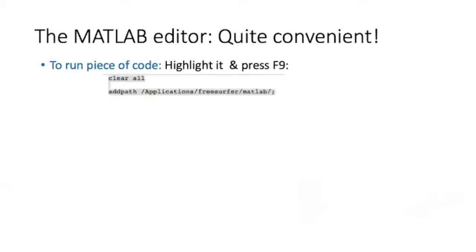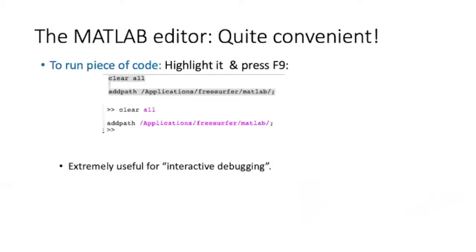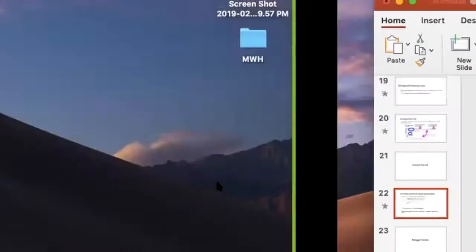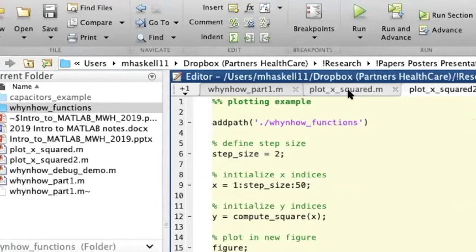these are just a couple more notes. Instead of hitting the run command, you can also just highlight it and press F9. You can also use interactive debugging, and this will give you different warnings and programming tips. So see the debugger, I have another script. Sorry, I probably just could have done these back to back.